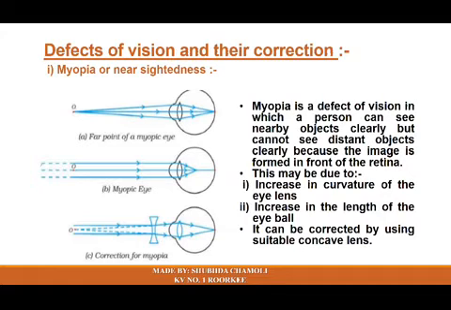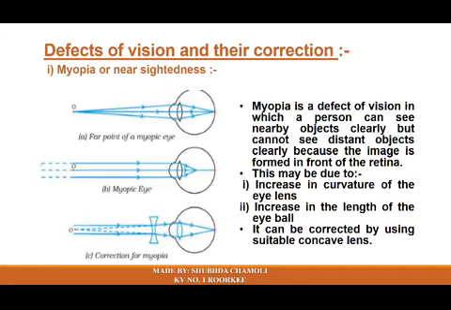As you can see in figure B, the myopic eye is shown and the image is formed in front of the retina in case of the myopic eye. So why does this happen? This may be due to increase in curvature of the eye lens and increase in the length of the eyeball.